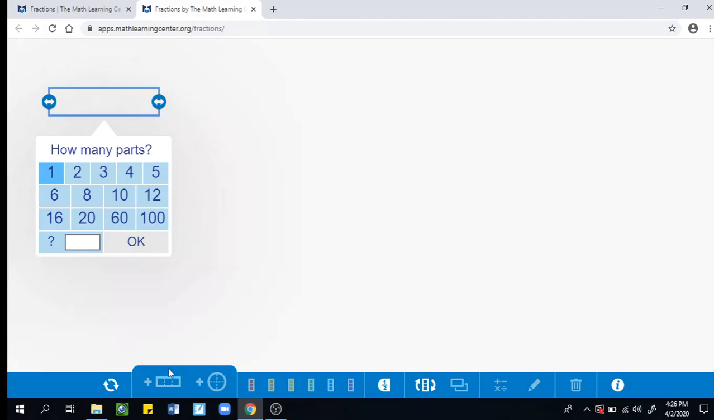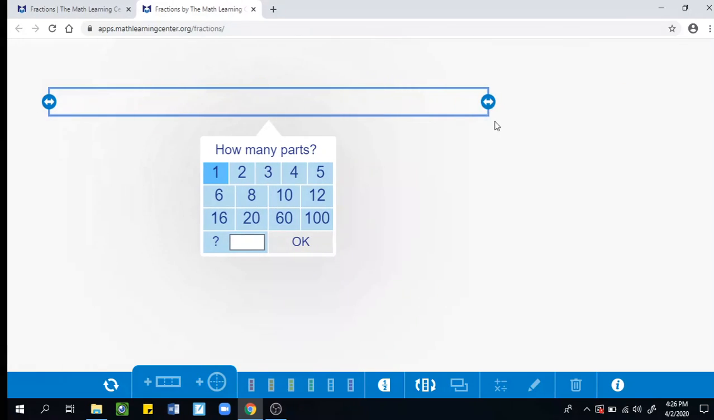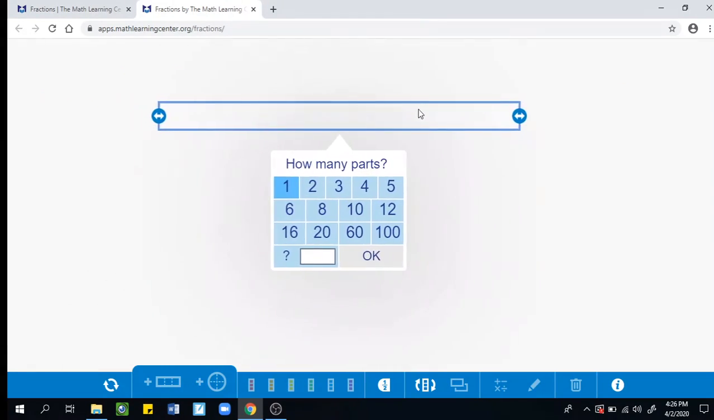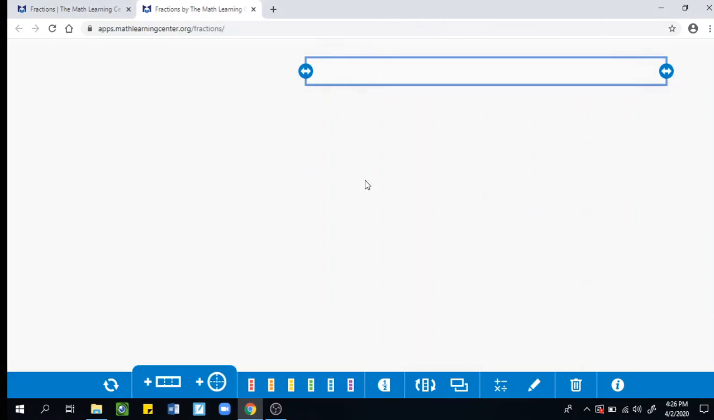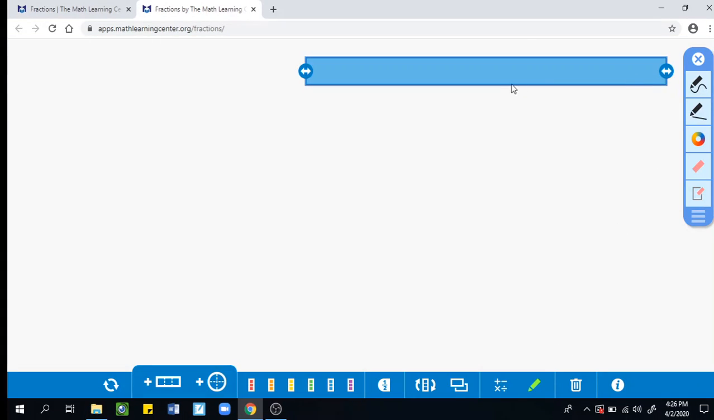We can also do the same thing with different shapes. We don't always have to be using circles. Let's imagine this is a really long, skinny candy bar. And let's say I get to eat the whole thing by myself. I'm going to do blue this time just for fun. I'm going to eat that whole really long candy bar by myself, okay?